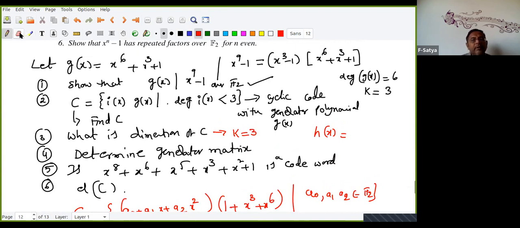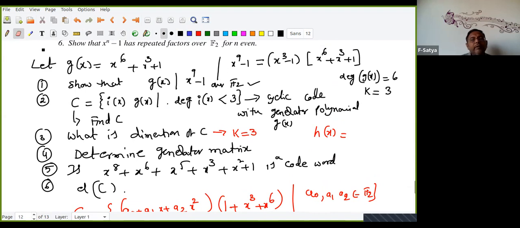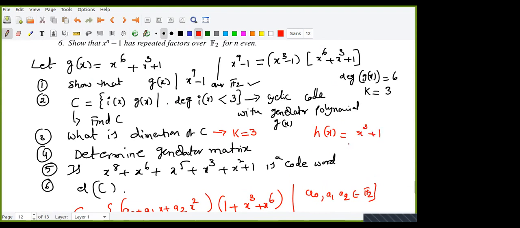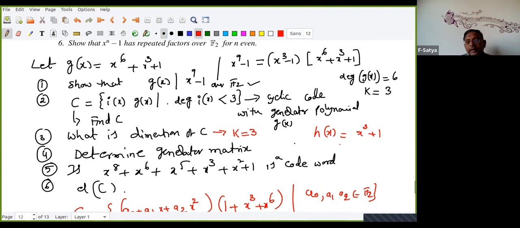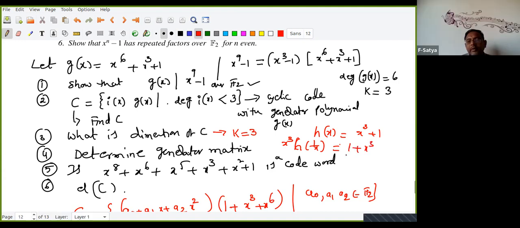Be quick, I'll close now. This is what we have: x cube minus 1, correct? But in F2, x cube minus 1 and x cube plus 1 are the same. Do you agree? Yes. Now what is the reciprocal polynomial of this? That is x cube into h of 1 by x, which is the same, 1 plus x cube. There is no difference in these two, so the reciprocal polynomial and h of x are the same.